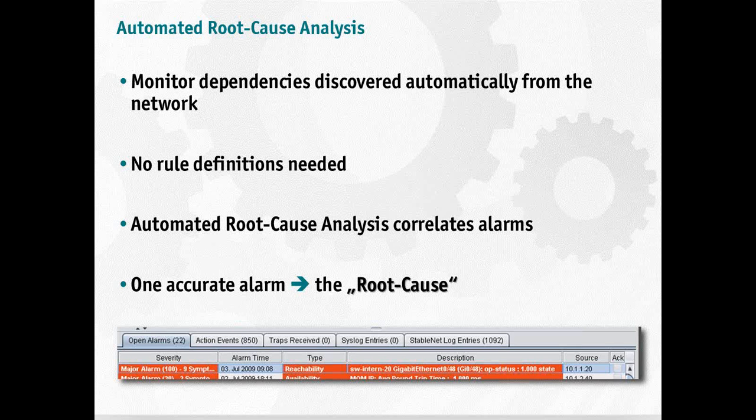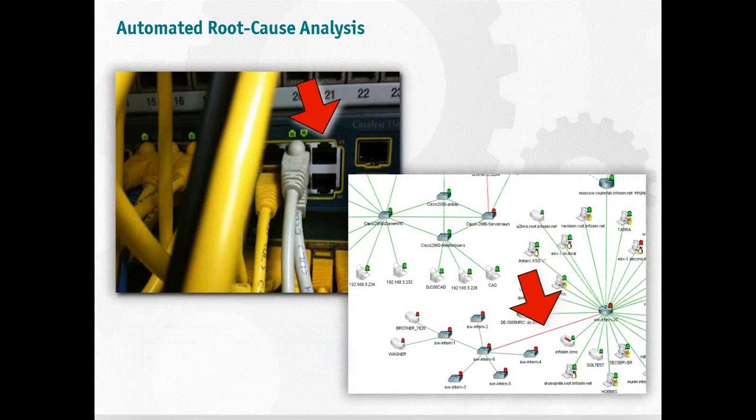Based on these dependencies that we discover, our automated root cause analysis will correlate the alarms, and you will only get one accurate alarm in this case, which is the correctly computed root cause. So for this example, as you see here on the lower side of the slide, you get one alarm with 9 symptoms, so no individual alarms for the devices that are behind that link, but one alarm for the link, and all other alarms which are caused by this link failure will just be symptoms of this root cause alarm.